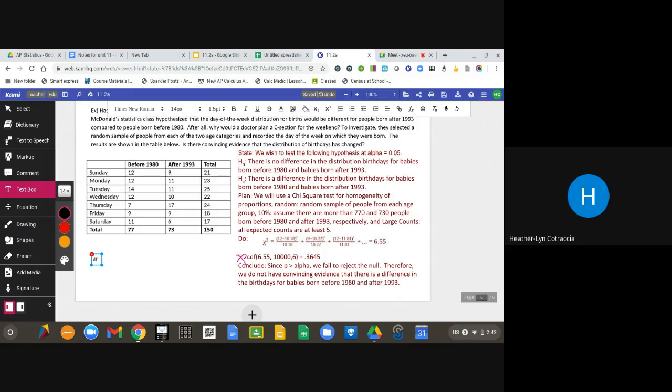Oh, that should be chi-squared. Yeah, that didn't copy over correctly. So this right here should say chi-squared CDF is equal to 6.55 to 10,000. Okay, now how to find the degrees of freedom. For your degrees of freedom, it's the number of columns minus 1 times the number of rows minus 1. So we've got two columns, and 7 rows, which is 2 minus 1 times 7 minus 1, which would give me 1 times 6, which is equal to 6. So that's where I got my degrees of freedom from.